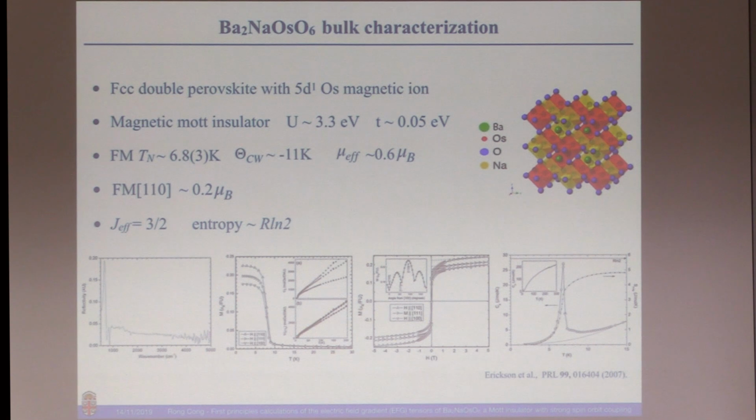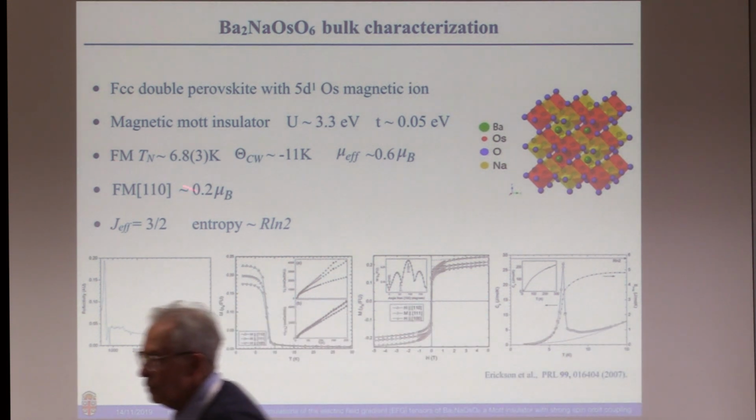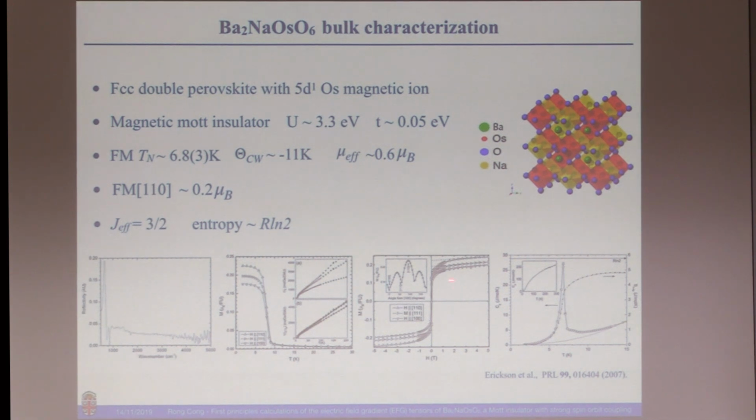So I will briefly review the material, which is the FCC double perovskite with d1 osmium magnetic ion. Infrared reflectivity identifies it as a Mott insulator with U about 3.3 electron volts, and it has a ferromagnetic transition, but with a negative Curie-Weiss temperature and small effective moment. The easy axis is along 110, which is unique because the standard Landau theory with the cubic anisotropy term can only give you 100 or 111.